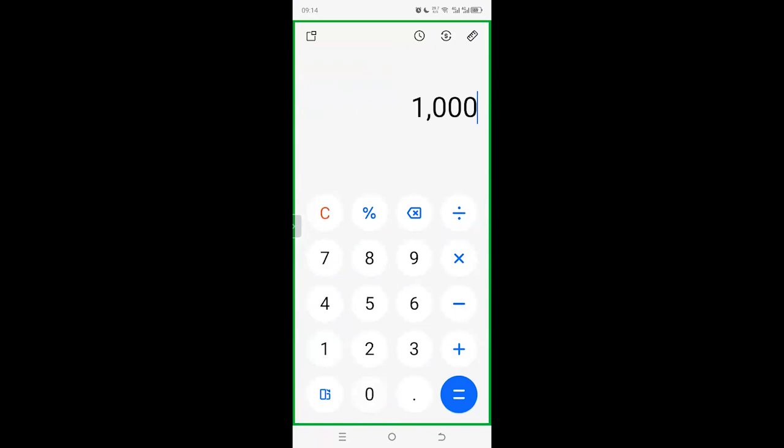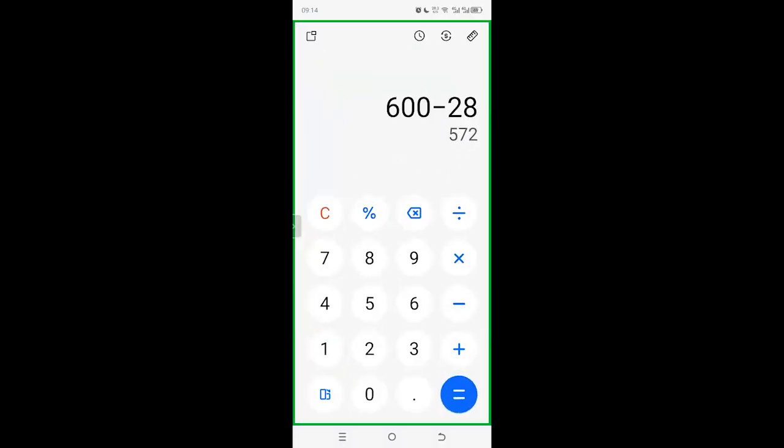Remember, I'm using 1,000. Now I have used the first 40%, which is the 400. I remain with 600. Now 600, 7 times 4, the answer is 28. Okay, I come here, 600 minus 28. I have 572.